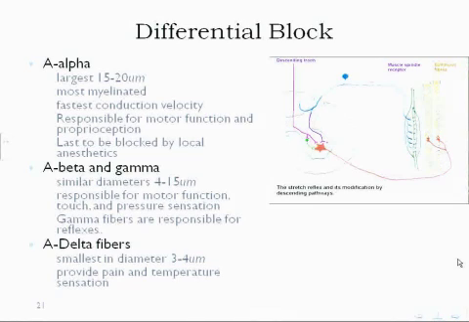And then the A delta fibers are the smallest in diameter, and those are the ones that actually provide pain and temperature sensation. So your A alpha, which is your alpha motor neuron, that's what we talk about, is the one that's coming from the ventral horn. That's the one that travels to the individual muscles that cause contraction. So you can actually separate this out. The first three are due to motor, some are proprioception, and some touch. But the A delta is purely pain and temperature.